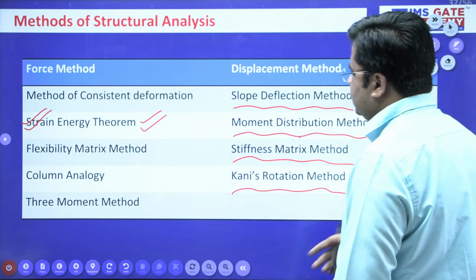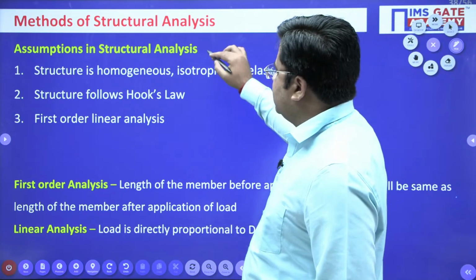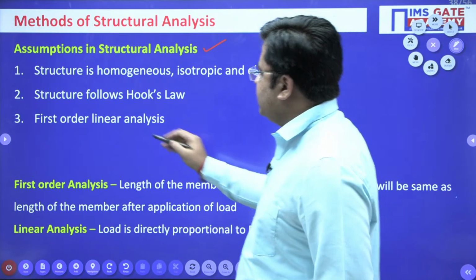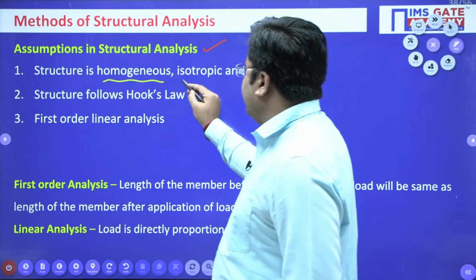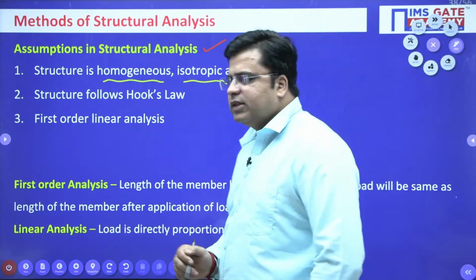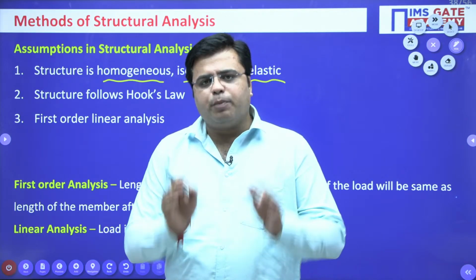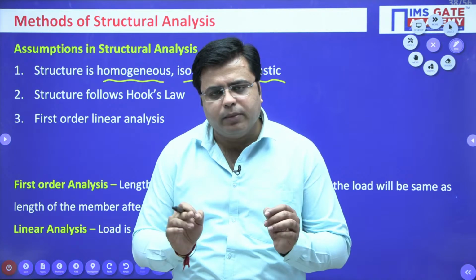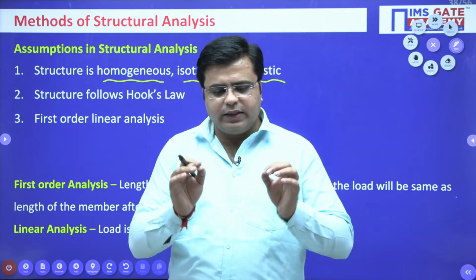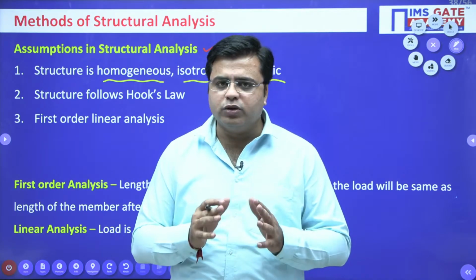Moving on with this. So, first, there are few assumptions for analyzing the structure, right? First assumption is we consider the structure to be homogeneous, isotropic and elastic. What we mean by homogeneous and isotropic material? If we take a material, if the properties of the material are same in all the directions at all the points within a structure, then that material is known as the homogeneous material.